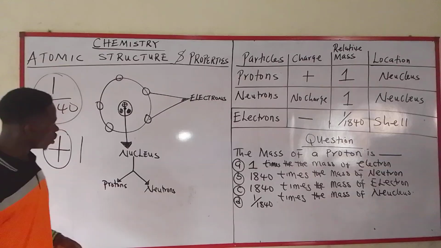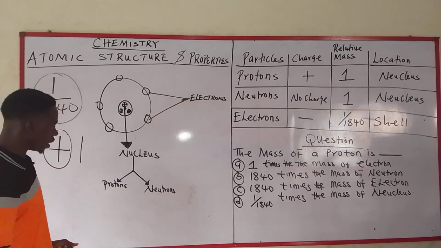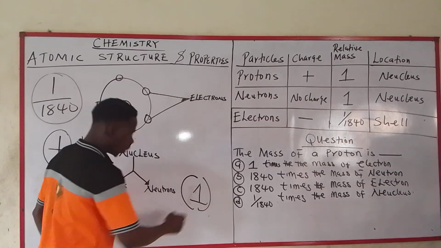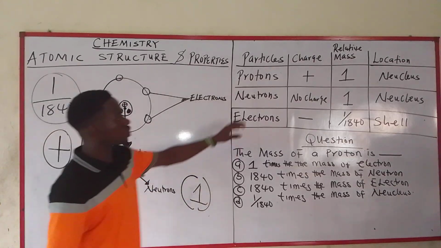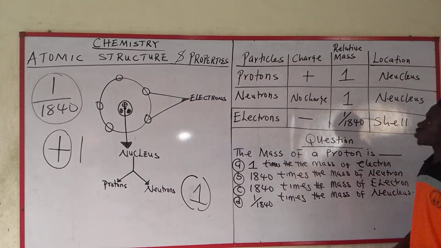Coming to the neutrons, they have no charge in them. They are always neutral, as the name implies. They have a relative mass of 1 with no charge. So this is the summary of the table of the properties of this atomic structure.